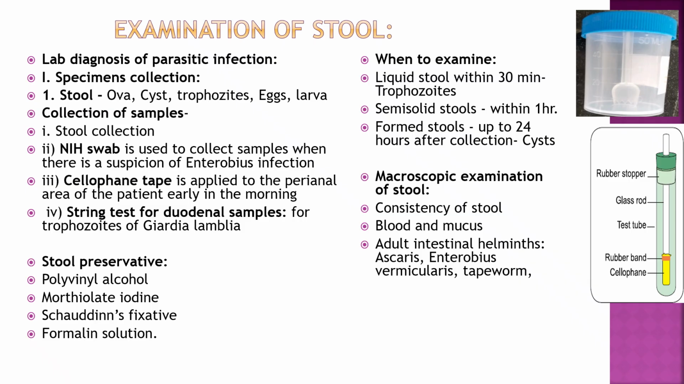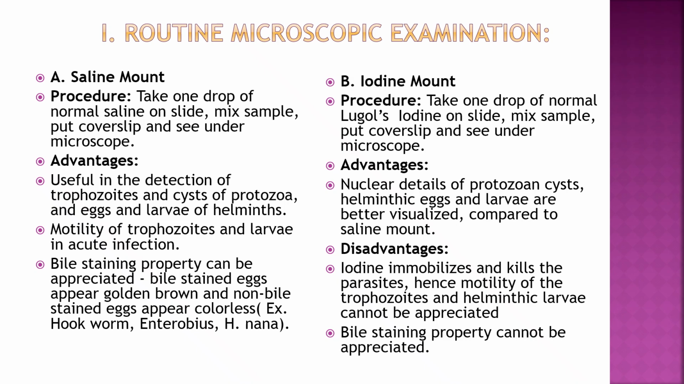So we can see parts of the parasites. In microscopic examination of stool, the first step is the routine examination, that is by saline wet mount and iodine wet mount. So in saline mount, the procedure is: take 1 drop of normal saline on a slide, mix the stool sample, put a cover slip and see under the microscope.